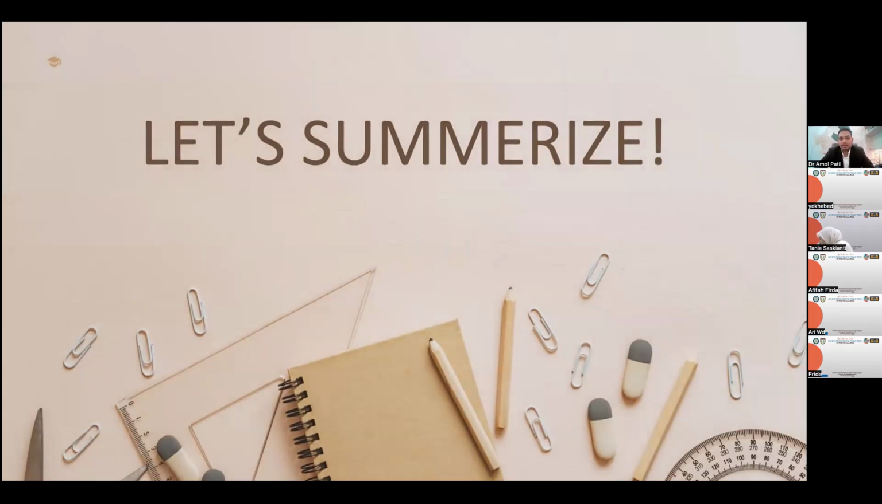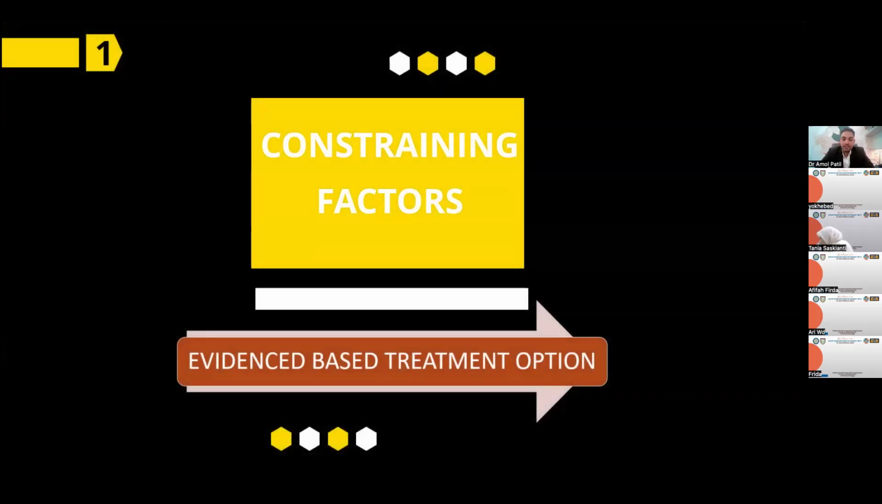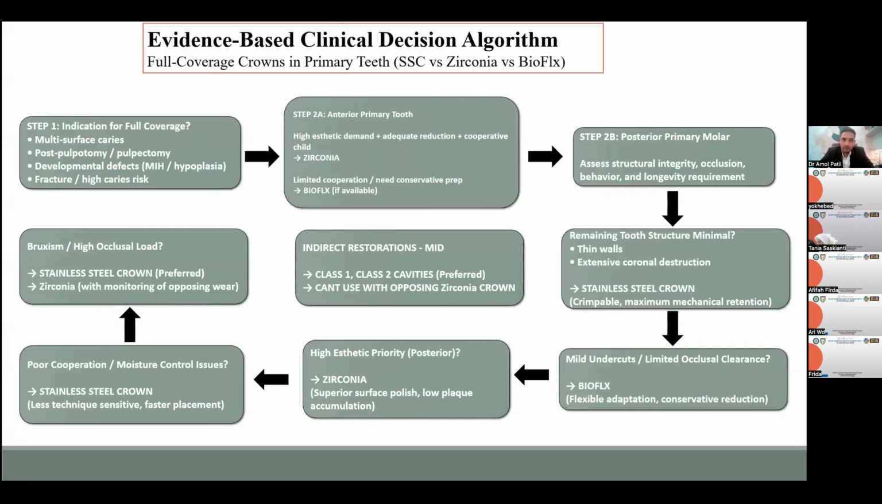So let's summarize the options we have based on the evidence. There are multiple treatment options which we can think of, but to decide between the different restorative options, either to go ahead with the stainless steel crown, zirconia crown, biflex crown, or indirect restoration. First of all, step one is indication for the full coverage restoration. Is it indicated for the full coverage restoration or just the restoration?